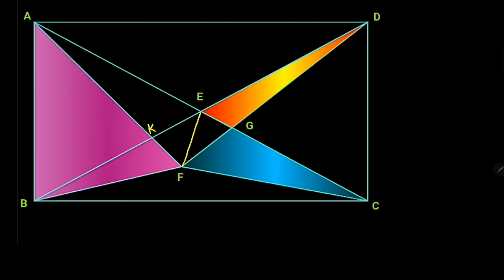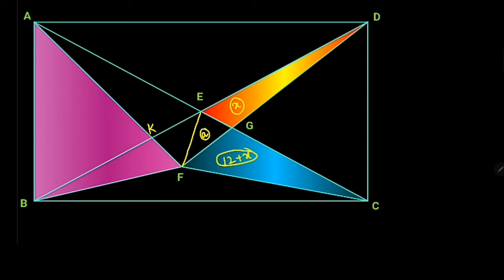Now, I am going to take the area of DEG as some X. So, from the given information, the CFG triangle area is going to be 12 plus X. Now, the area of triangle EFG I am going to consider as some small a.